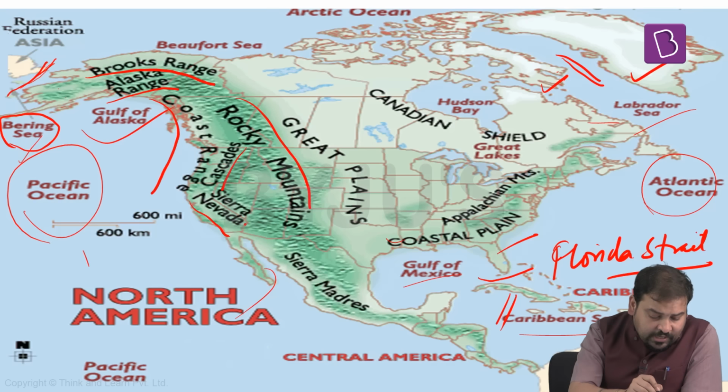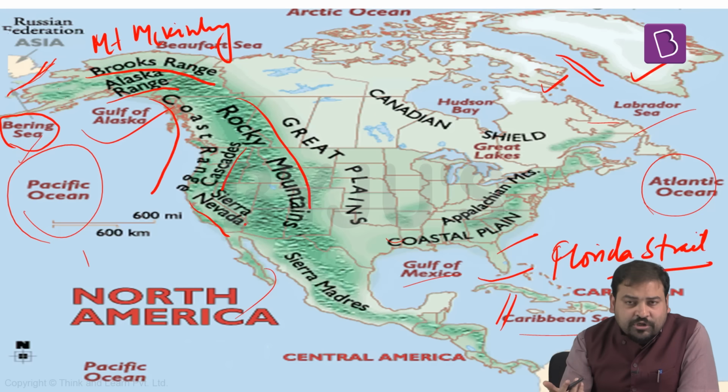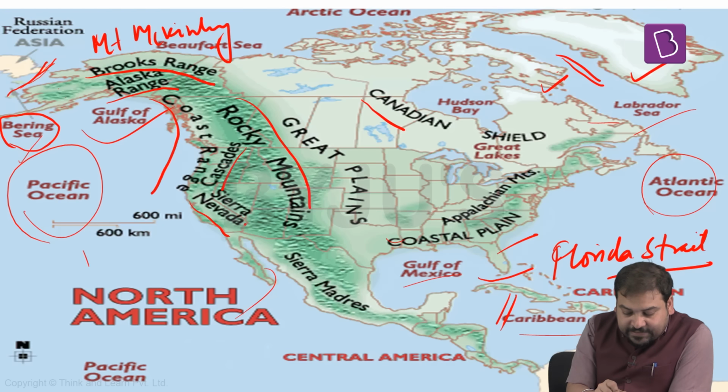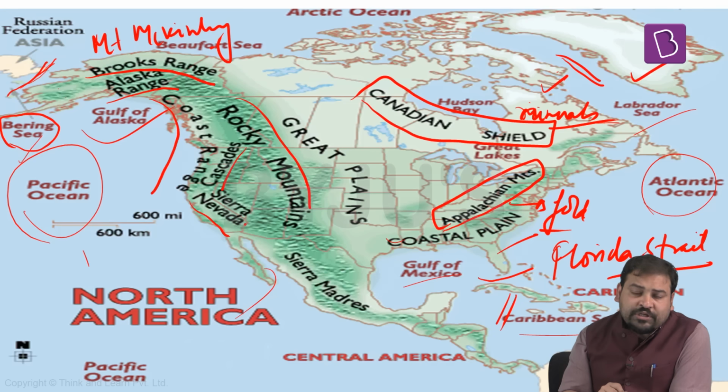For example, the Alaska Range has Mount McKinley, which is the highest peak of the North American continent. You can see we also have the Canadian Shield, which is made up of Precambrian rocks, and thus is a very rich source of different types of minerals. On the eastern side, you have another example of mountains, the Appalachian Mountains. Again, an example of Fold Mountains, very old, extending from Quebec in Canada to Alabama in USA.